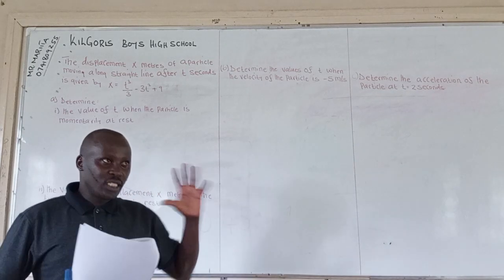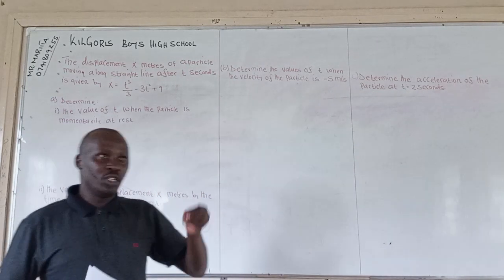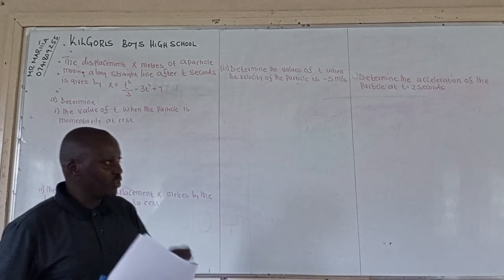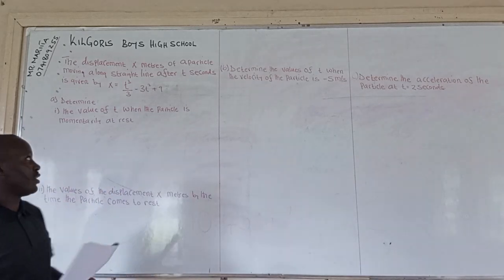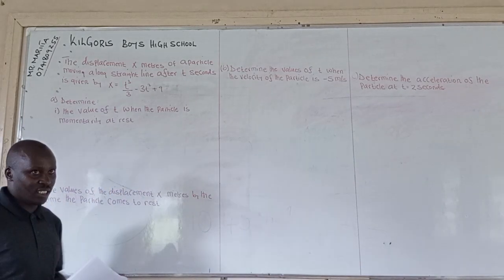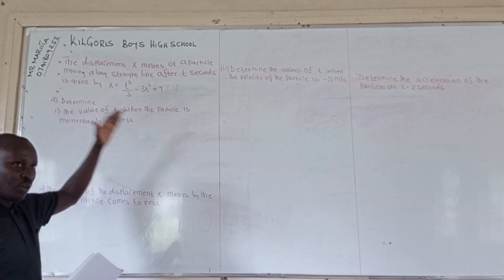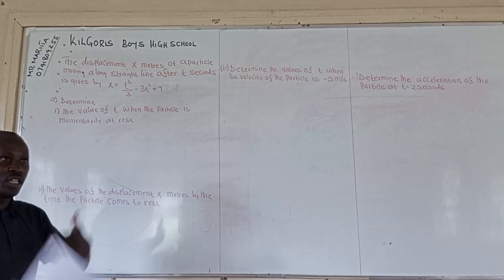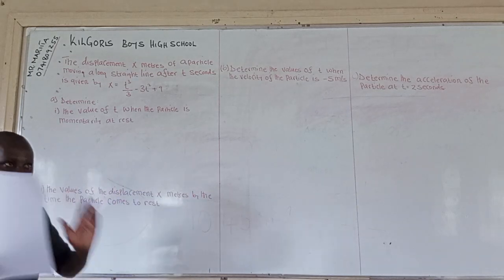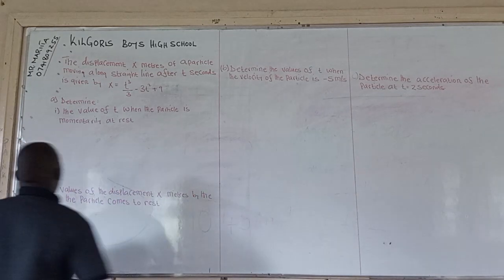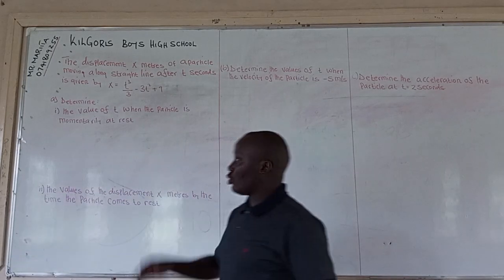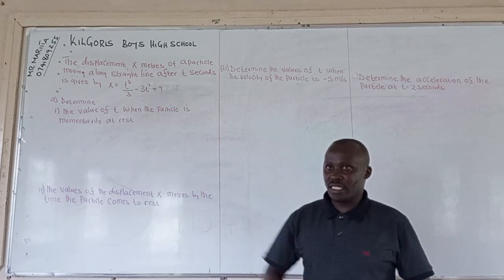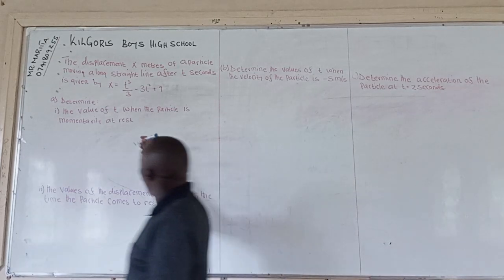What you are supposed to understand about this question is that you should have the concept of differentiation. The concept of differentiation here is very, very important. And what is happening at rest? What is happening at the highest point, the maximum point, the point at rest? You should understand that for one to score this question very well. So we are supposed to find the values of t when the particle is momentarily at rest.